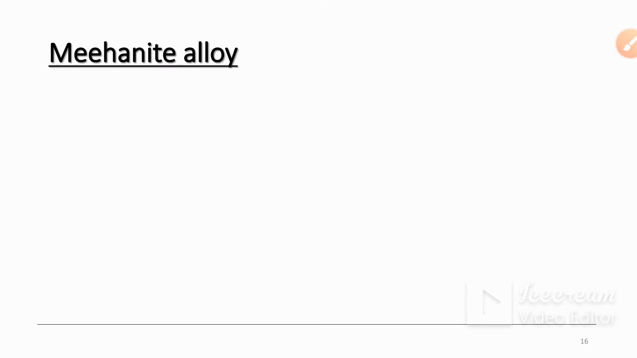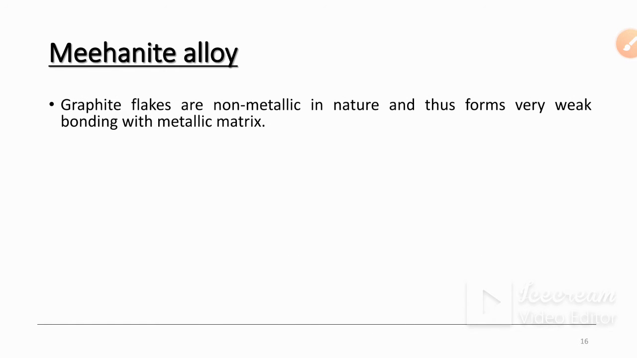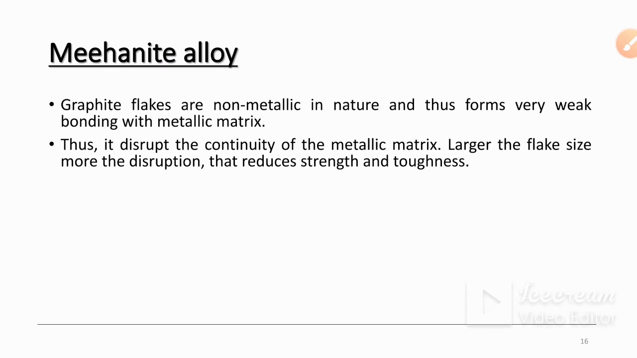The next topic is Meehanite alloy. Graphite flakes are non-metallic in nature and thus form very weak bonding with the metallic matrix. You already know there is graphite in this cast iron, in the form of graphite flakes. Because of these graphite flakes, the bonding between the metal is not strong; weak bonding is there. Because of that weak bonding, there is a disruption of continuity in the metallic matrix.